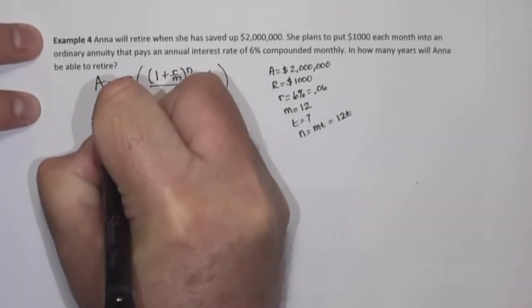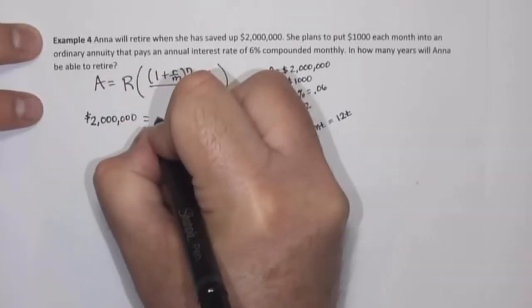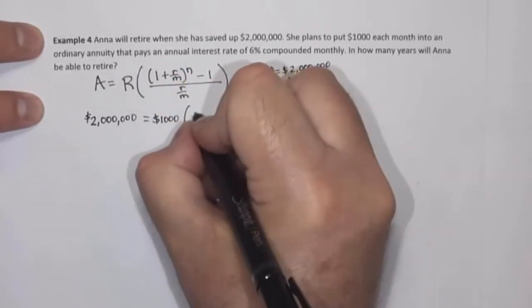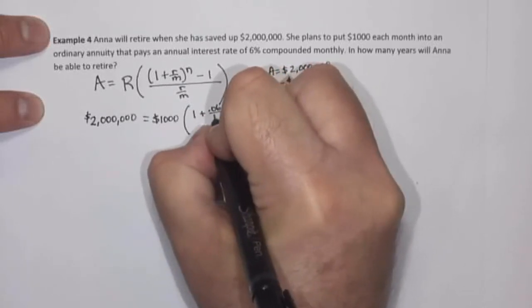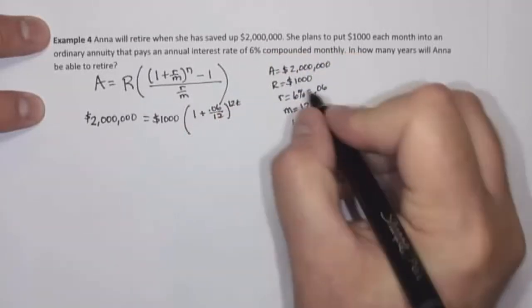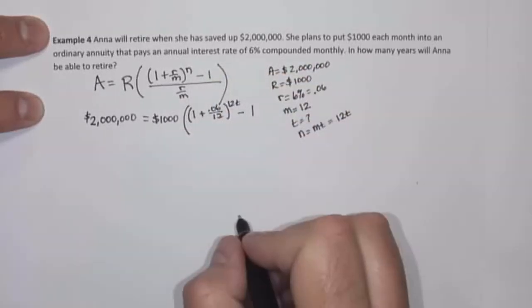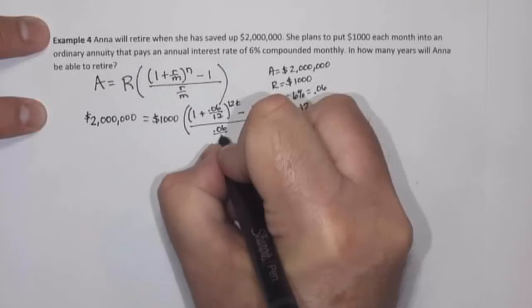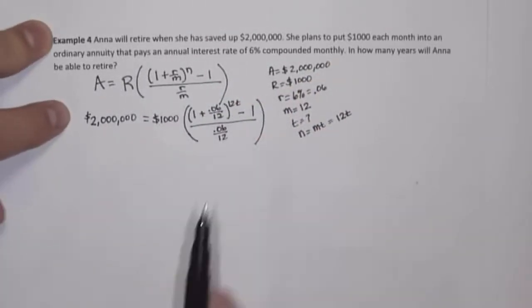So $2 million is equal to $1,000 times 1 plus 0.06 divided by 12 raised to the 12t power, that's what n is, minus 1. I missed my parenthesis there. And that is over 0.06 divided by 12. And so I'm needing to solve for t.